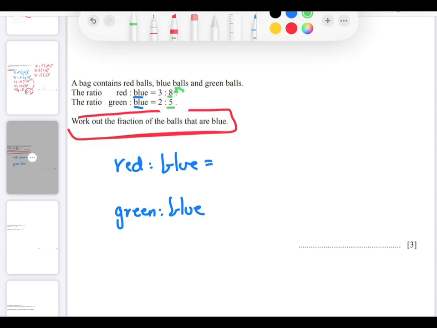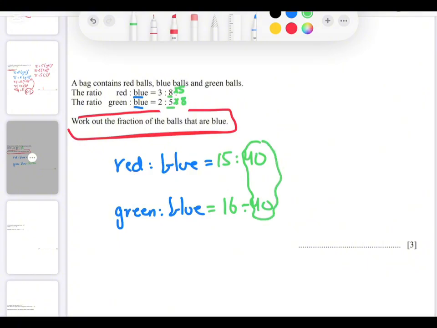So I will multiply this equation by 5 and this equation by 8. When I multiply this equation by 5, it will become 15 and 40. Now if I multiply this equation by 8, it will become 16 and 40. So now you can see that the blue ratio has become the same.